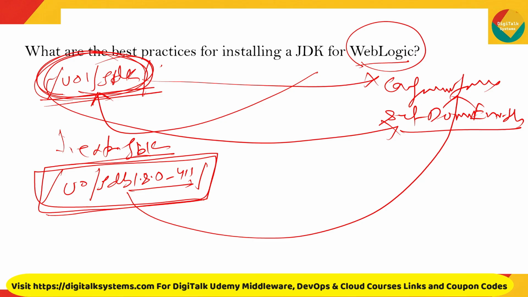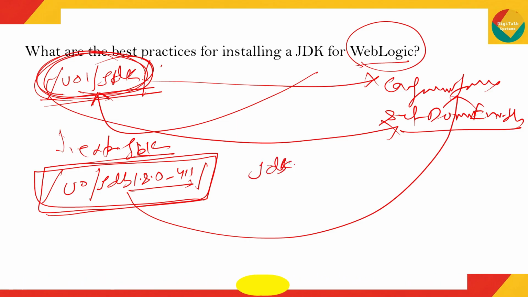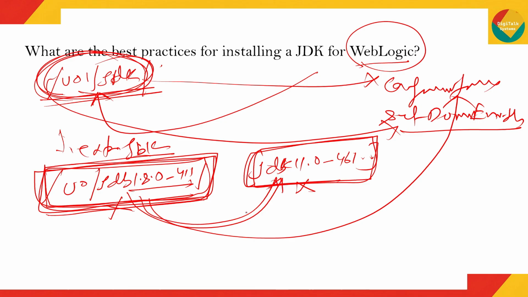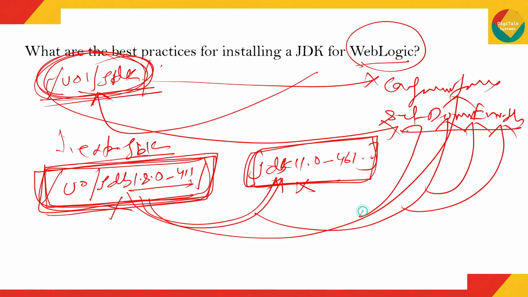Suppose that tomorrow you have a JDK 11 version, and the folder name is something like JDK 11.0_461. The previous installation was referring to one particular location, and the new JDK will refer to this location, JDK 11. So the path is completely changed here, right? If your path is getting changed, you need to modify each and every configuration file wherever you have this particular JDK entry, right?